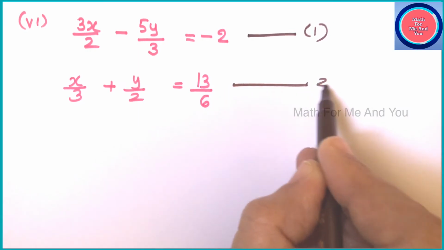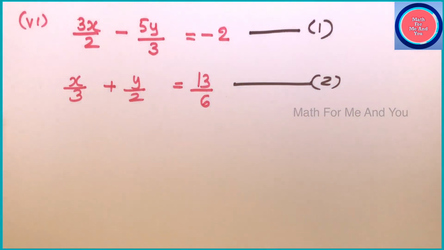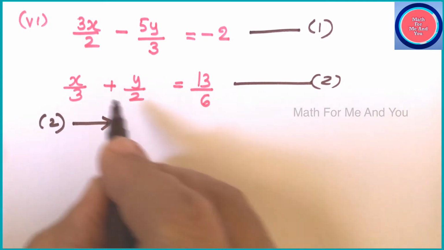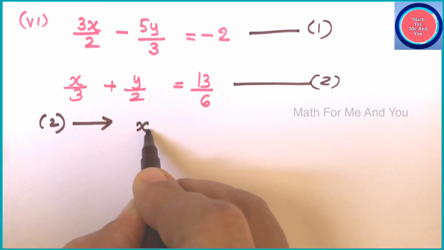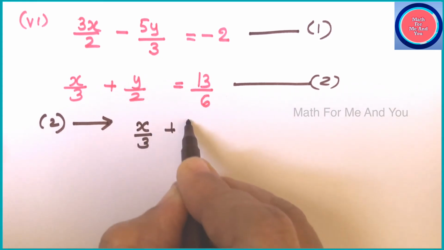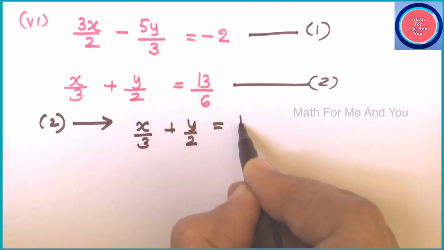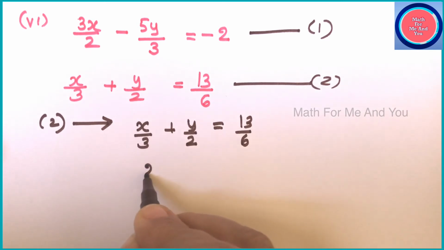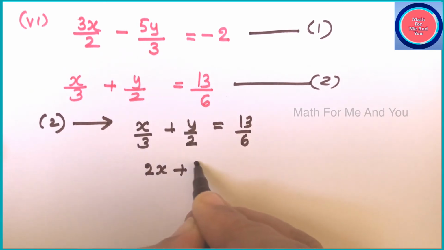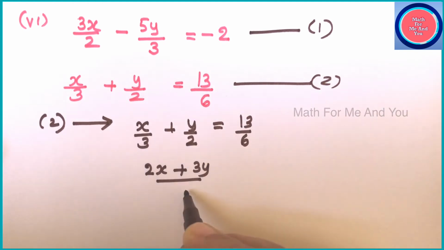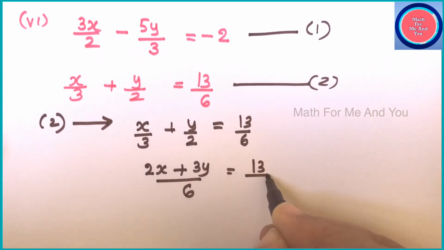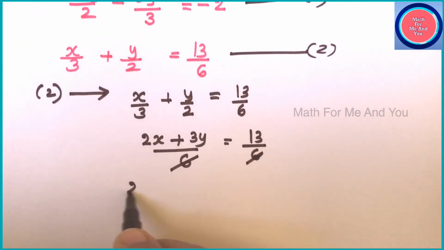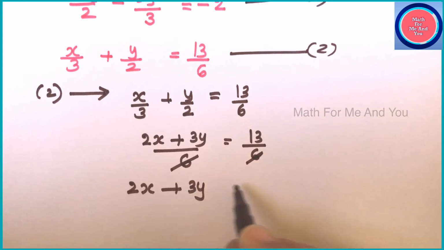Next equation. You can see here the two equations. We have selected them as 1 and 2. From these two equations, we consider equation number 2 because it is comparatively a simple equation. Before selecting one variable, we are just simplifying the equation. Take common denominator and cross multiply. Then we can simplify: 3 times 2, 6 the denominator, 2x plus 3y the numerator equals 13 over 6 on the right side. Same denominator we can cancel. Then the equation changes to 2x plus 3y equals 13.